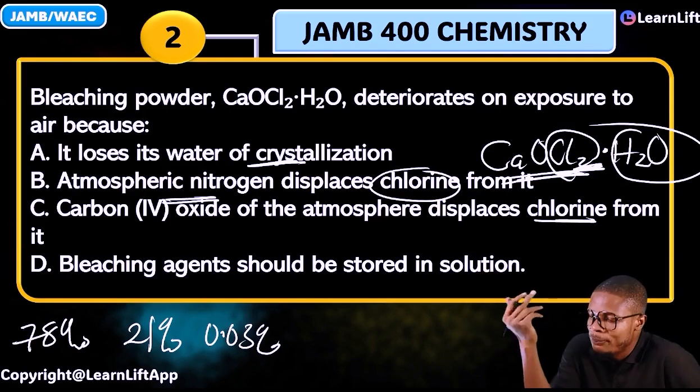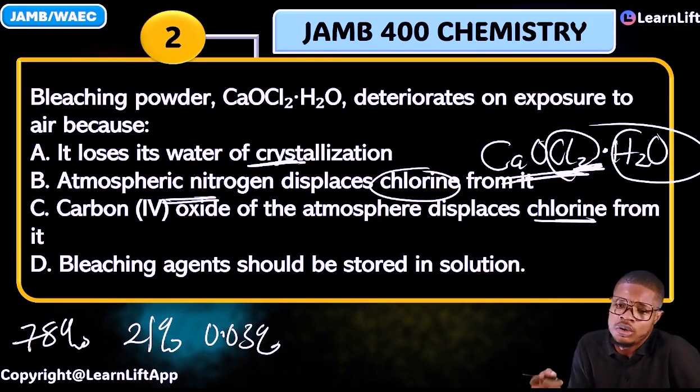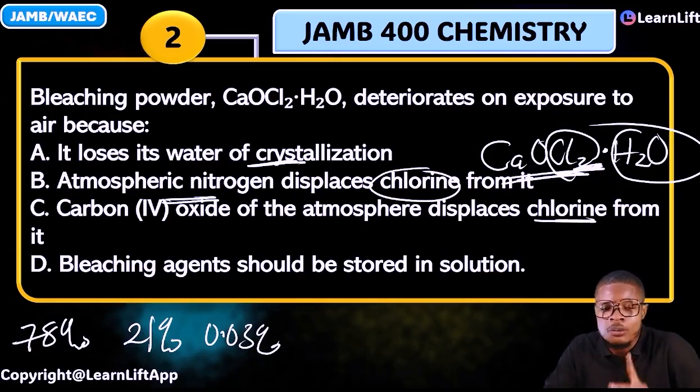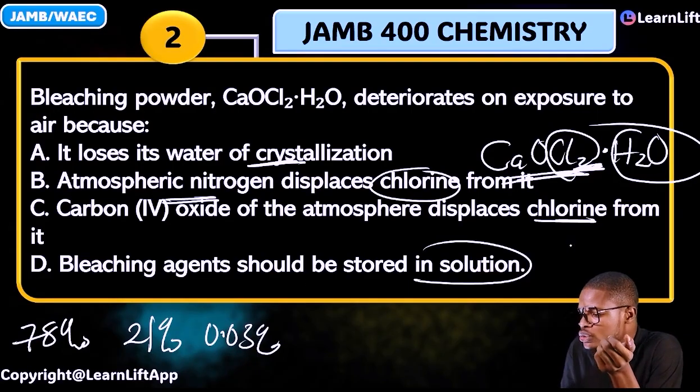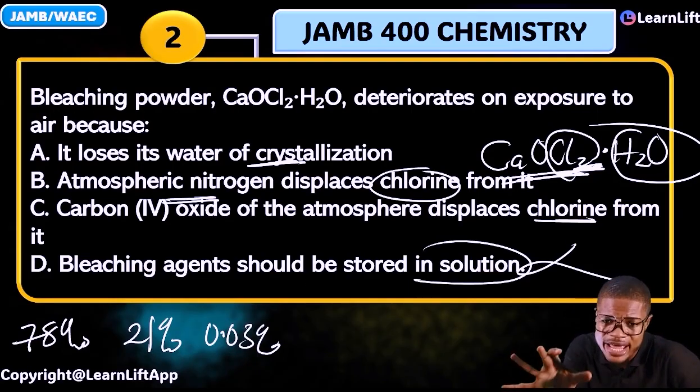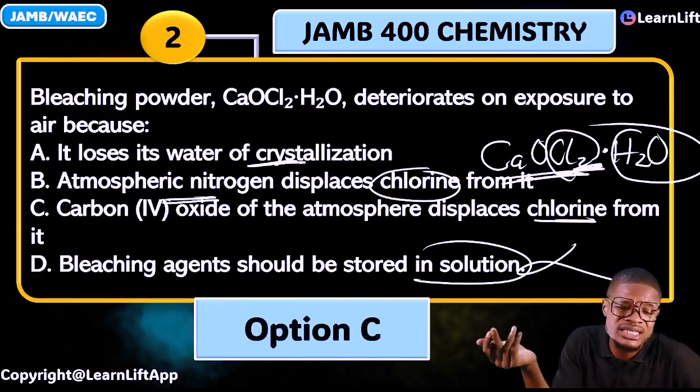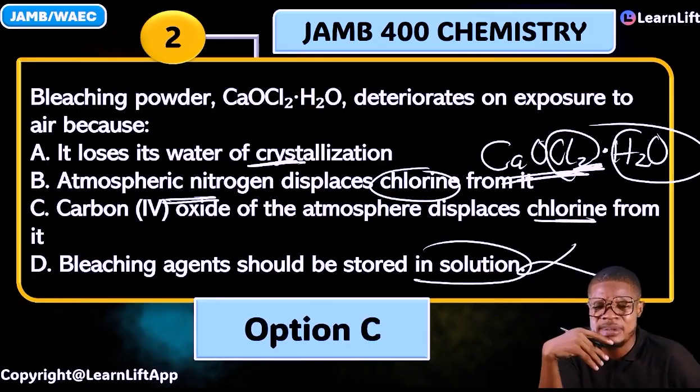Option D says bleaching agents should be stored in solution. So bleaching powder deteriorates on exposure to air because option D says bleaching agents should be stored in solution. These guys are wrong. What is the correct answer? Before I explain, the simple answer here is option C. Very easy and direct. Now let me explain this to you.